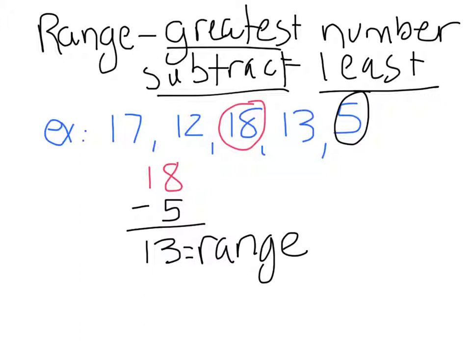No matter what set of numbers there are, you will have a little number and a big number. You take the little number from the big number, subtract them, and you'll have the range.